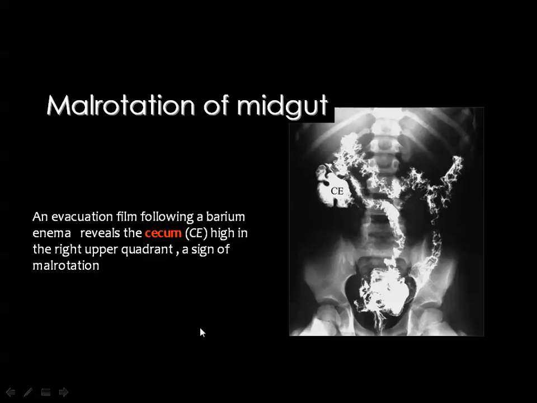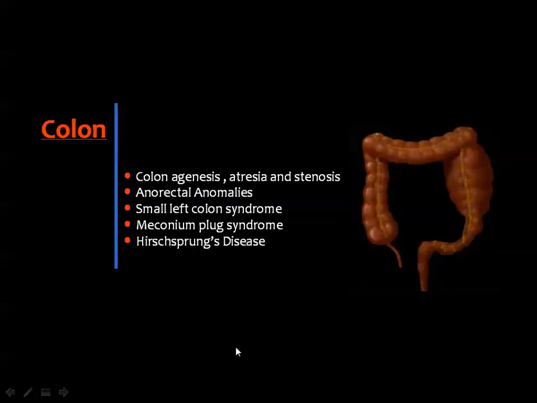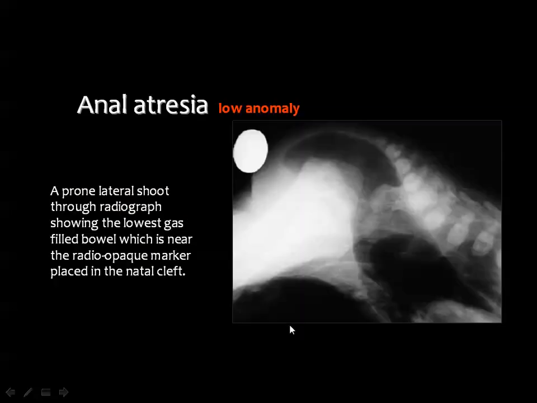In some malrotations of the colon, you cannot see the cecum in the right iliac fossa. The cecum may be subhepatic or may be located on the left side of the patient, and this is known as malrotation of the bowel. The congenital lesions in the colon include agenesis, atresia, and stenosis, anorectal anomalies, small left colon syndrome, meconium plug syndrome, and Hirschsprung disease.